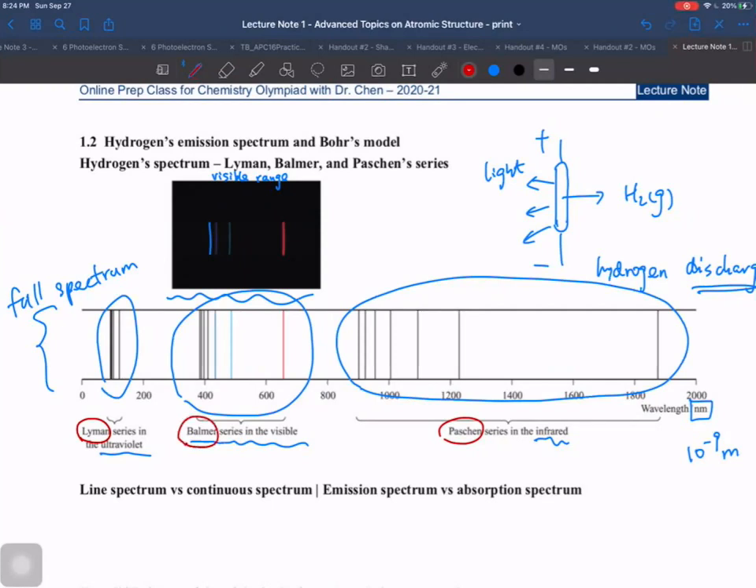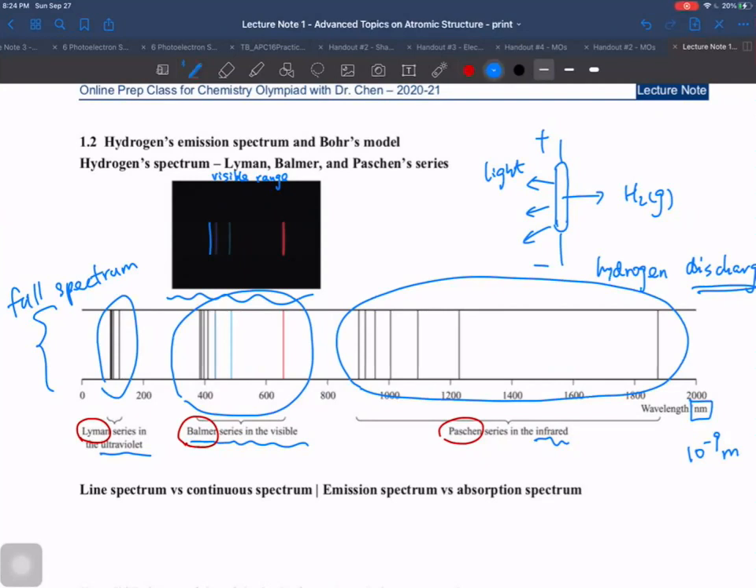Balmer is just the name of the scientist who discovered the series. And Balmer, very interesting, was an elementary school math teacher. So you can see that at that time, everyone could kind of be a scientist.